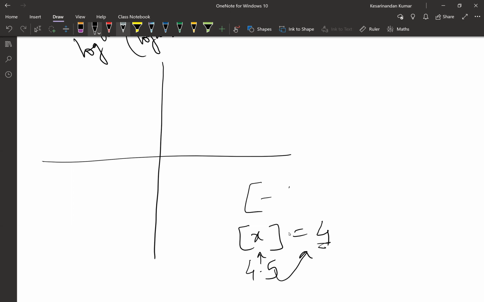So what will be the greatest integer of minus 5.5, guys? Please type in the chat box. I require an answer from everyone. I don't know how you come up with the answer. If I don't get an answer from you guys, I won't move to the next question.